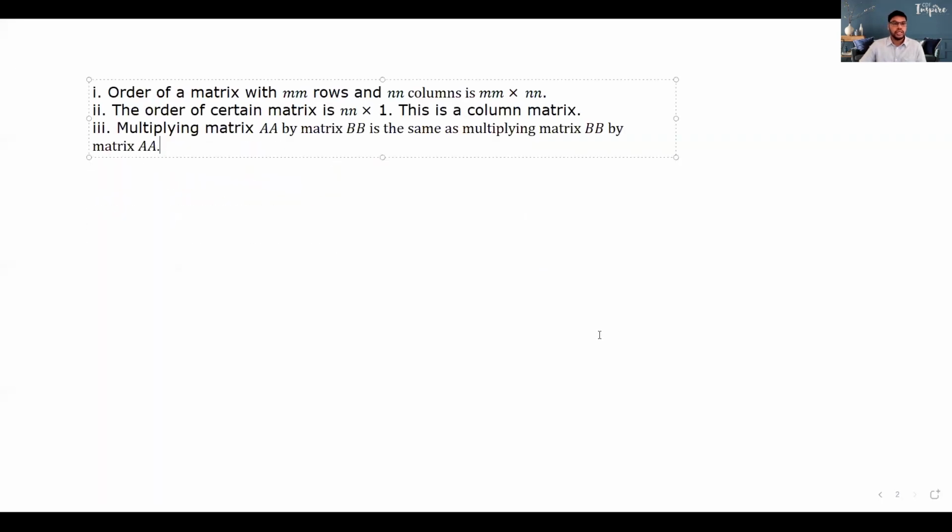Okay. So the first one is the order of a matrix with m rows. Oh, I think there is some, yes. Sadhu teacher will ask the children to give the answers for this, we'll do that. Yes.